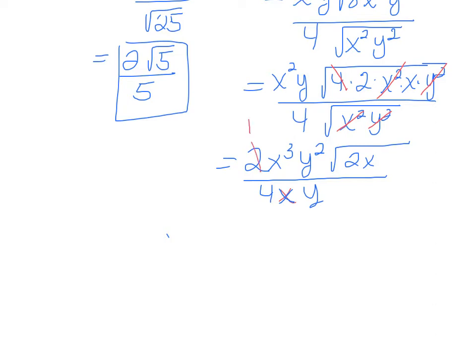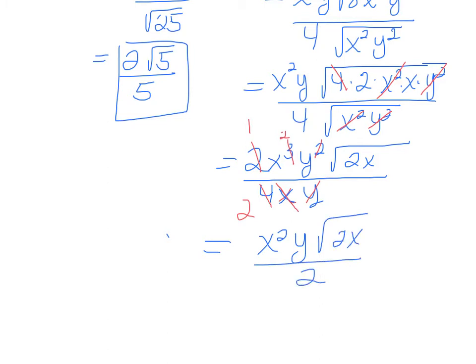2 goes into 2 once, into 4 twice. I can cancel 1 x for 1 here, so I'll make that an x squared, and a y for y. So my final answer will be x squared y radical 2x all over plain old 2. I no longer have a radical in the denominator, so I did my job.